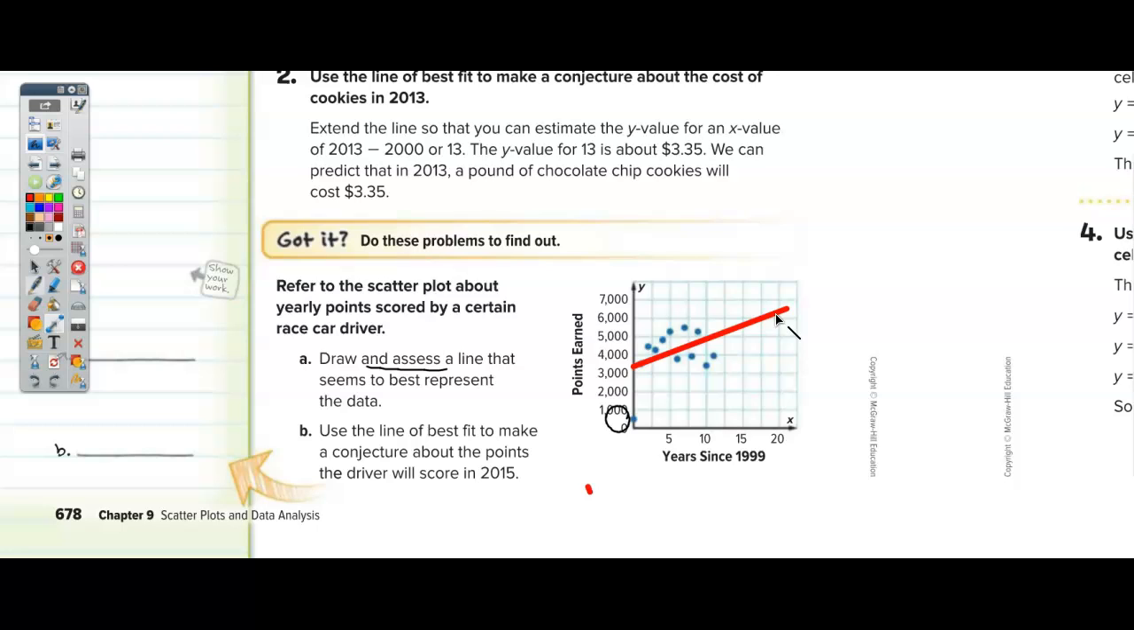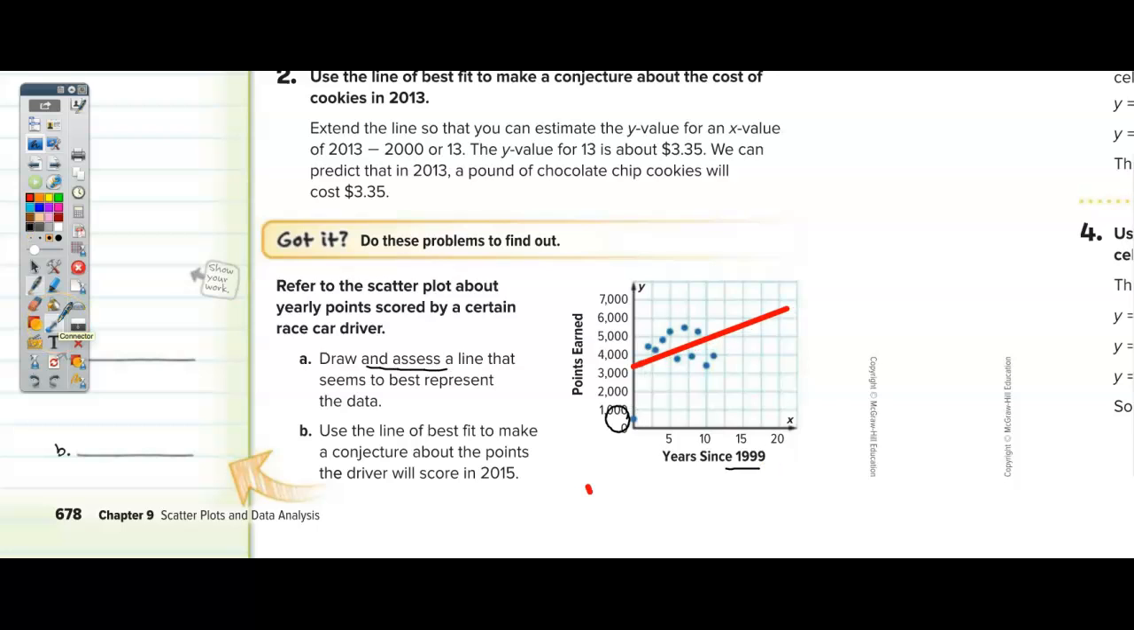B, use the line of best fit to make a conjecture about the points the driver will score in 2015. So my years this time is since 1999. So year 0 is actually 1999. So then 1 represents 2000. 2 represents 2001. So to get all the way up to 2015, it would actually be 16 on the x-axis.